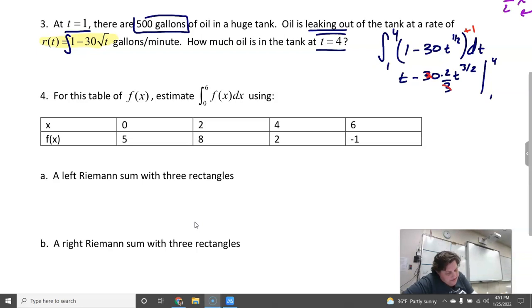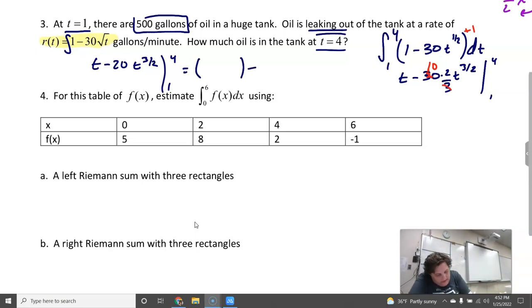Okay, 3 goes into 30 10 times. So I got t minus 20 t to the 3/2. Okay, I'm going to evaluate this from 4 to 1. Let me move it over here. Sorry, I try to give you guys enough room, but also try not to kill like 1,000 trees when I'm doing this. Okay, so now I'm going to do top minus bottom, and I'm going to get that minus that.